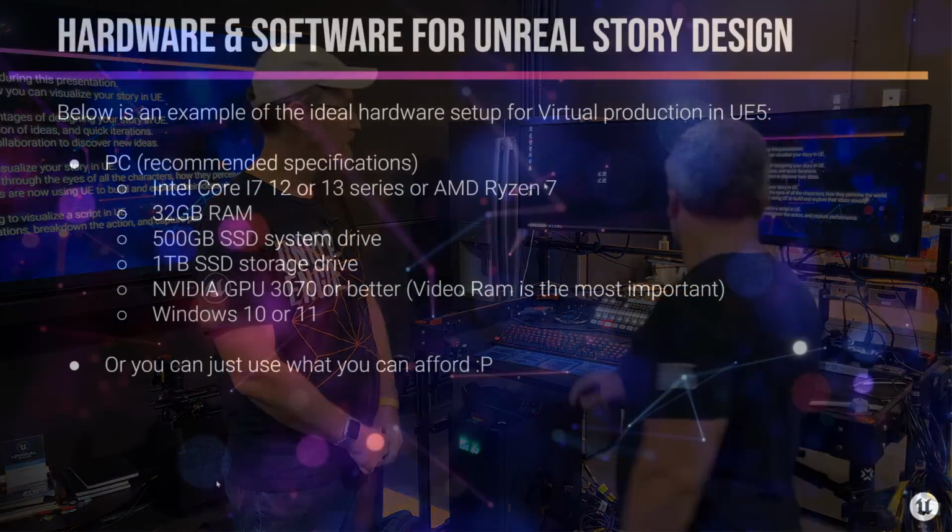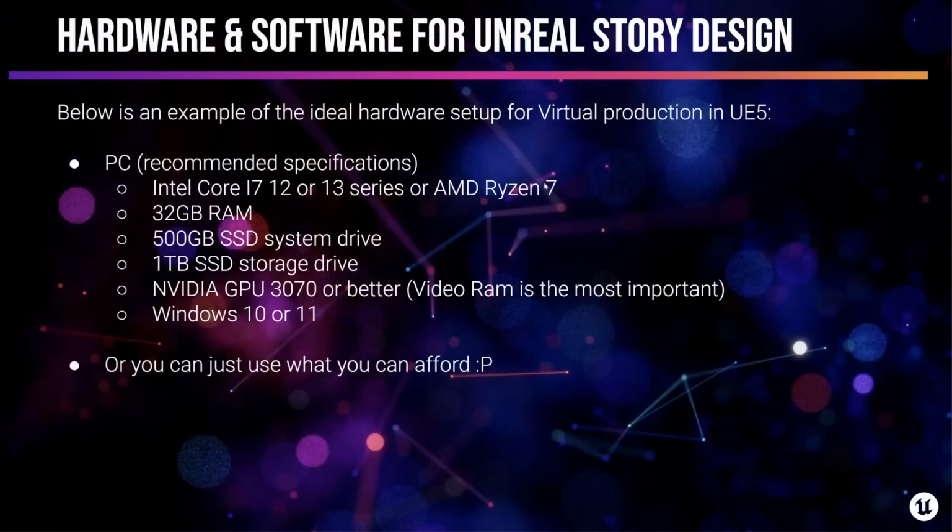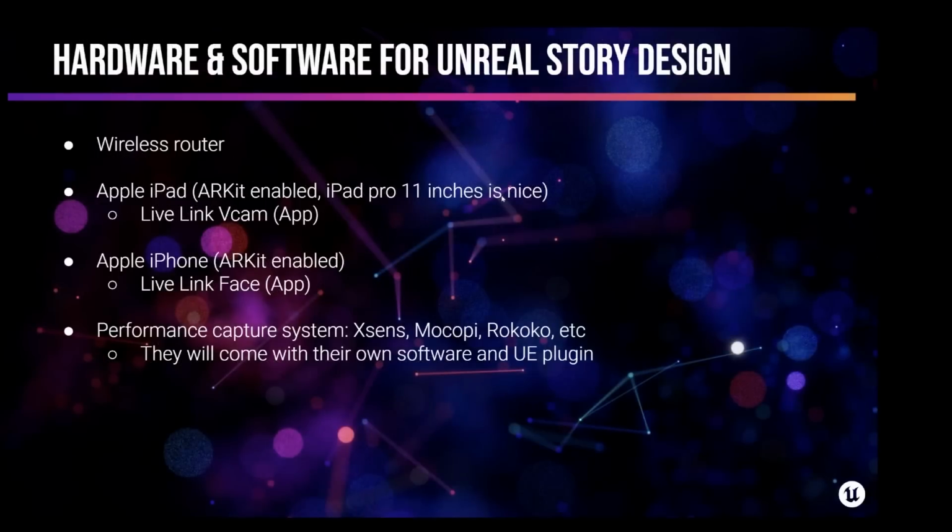Sounds good. Let's go. Here is an example of the ideal hardware setup for virtual production in Unreal Engine, regardless of which version of Unreal Engine 5 you are using. Some more hardware you're going to need is a wireless router, an Apple iPad, something AR enabled. iPad Pro 11 inches is nice for the LiveLink VCam app. You're going to want an Apple iPhone, also ARKit enabled, for the LiveLink Face app. And a performance capture system, such as Xsens or Rokoko, etc. They will have their own software and Unreal Engine plugin.